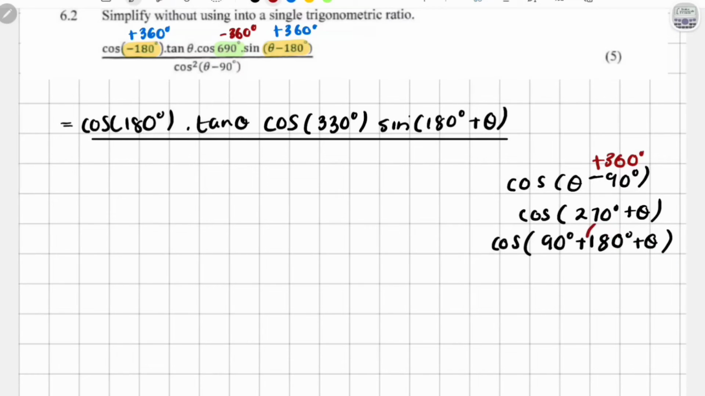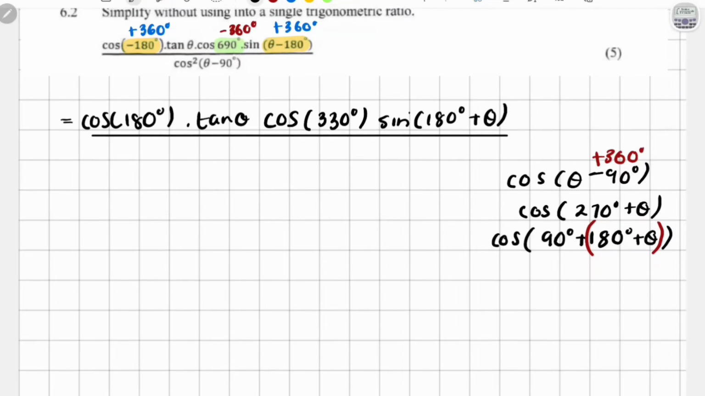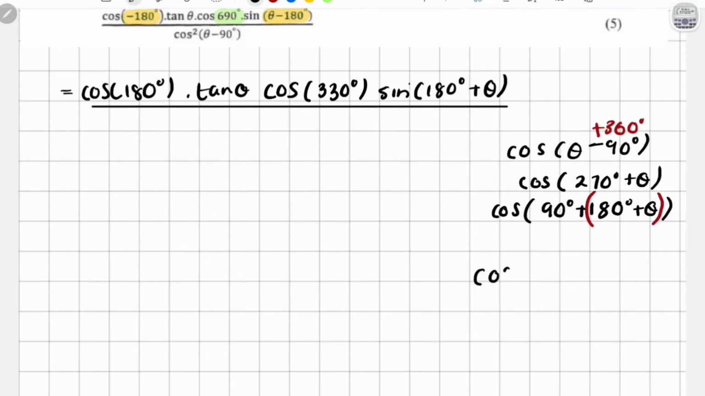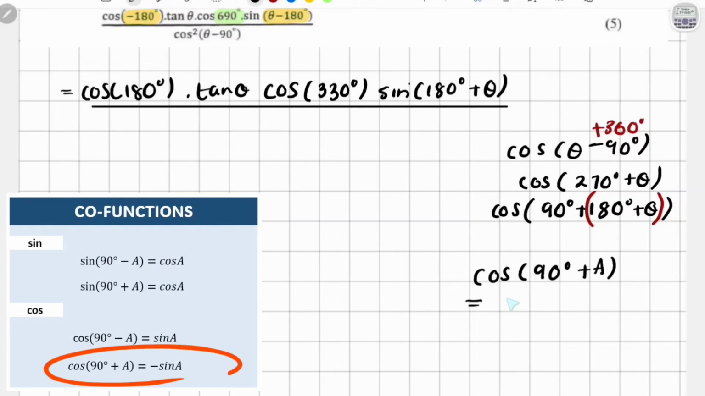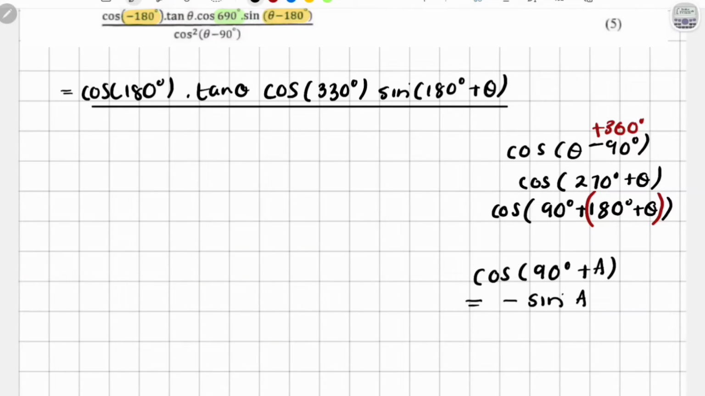Then I'm going to group these two together. And now I'm going to use cofunctions on this. You see the same way cos in cofunctions of 90 degrees plus a, for example, is equal to negative sine of a. The same way, we're going to use 180 degrees plus theta as if it is our a. Okay, so just change that to red. So think about it, cos of 90 plus 180 plus theta, which is our a. If this was reduced to negative sine of a, it means this is going to be reduced to negative sine of, what's our a? 180 plus theta.